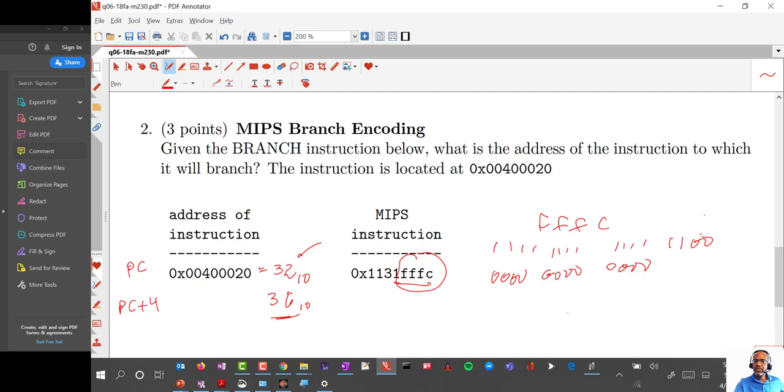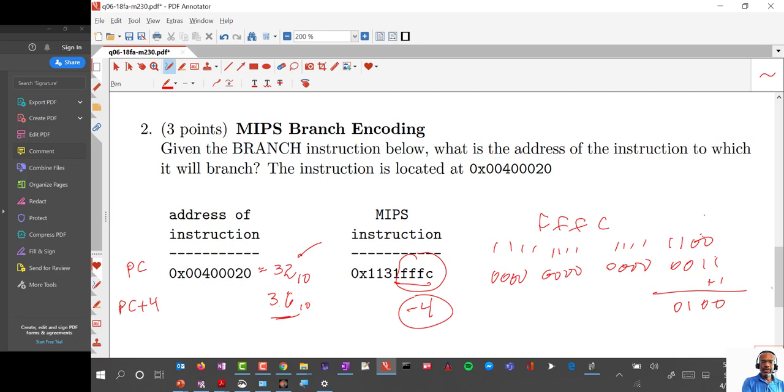So the question is, what is this value, the FFF with the C at the end? If I flip all of the bits and add 1, that 3 and 1 give me a 4. So what I'm looking at here is a negative 4.